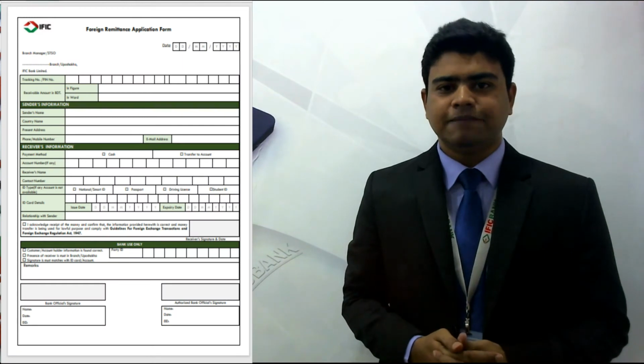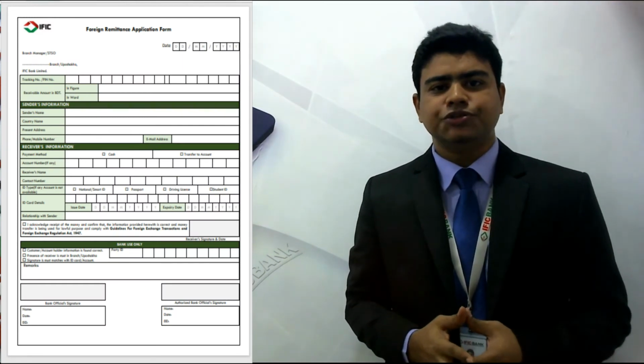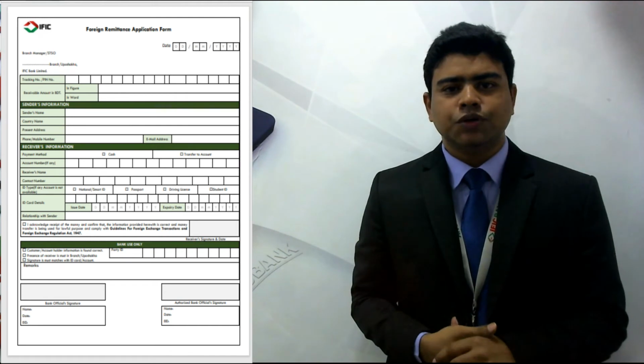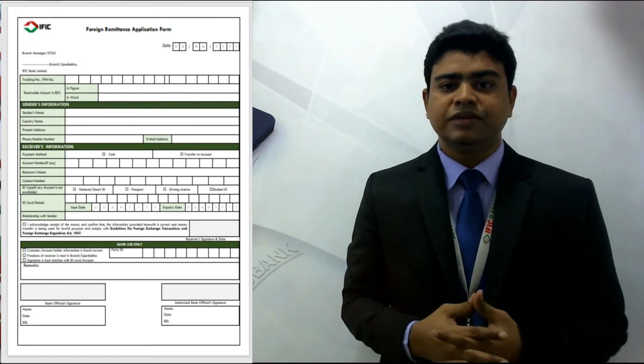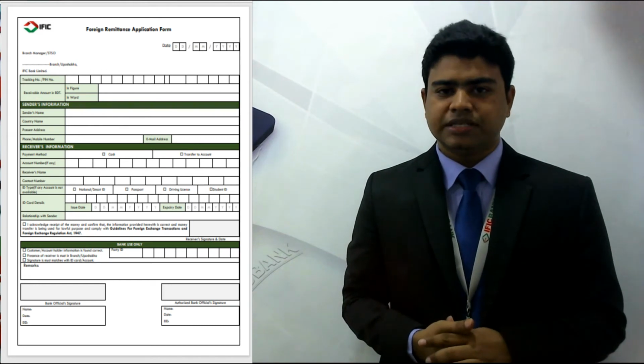Another frequent service request form is foreign remittance application form. Foreign remittance is a transfer of money from a foreign worker to their family or individual in their home countries. So we provide this remittance to the customer. So it is important to duly fill up this form with sender information and receiver's information.